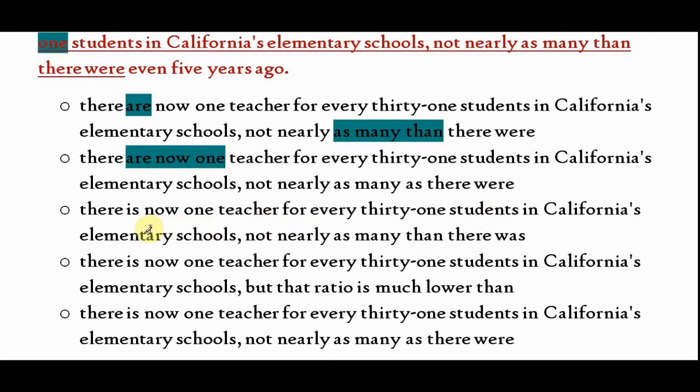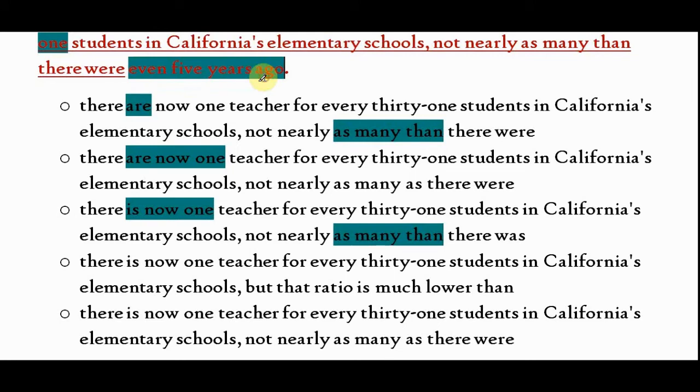Now option C. There is now one teacher, so subject verb agreement is fine. Now the problem is in idioms. As many than is incorrect. It should be as many as. So option C out. Option D is fine because of subject verb agreement, it says is now one teacher is okay, but the ratio is much lower than even 5 years ago. So incorrect comparison.